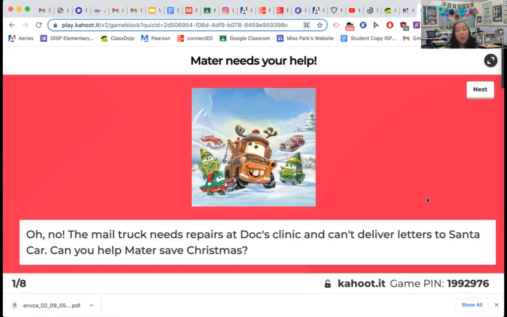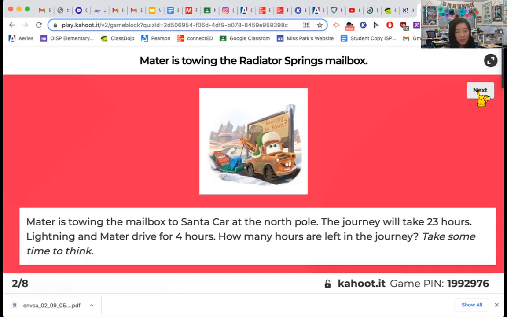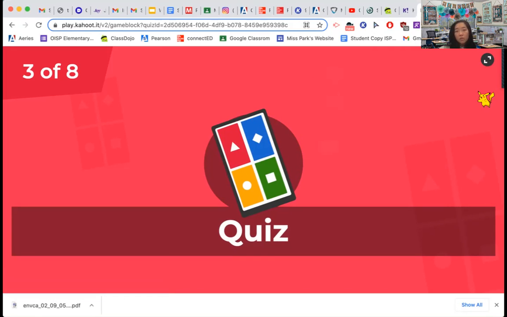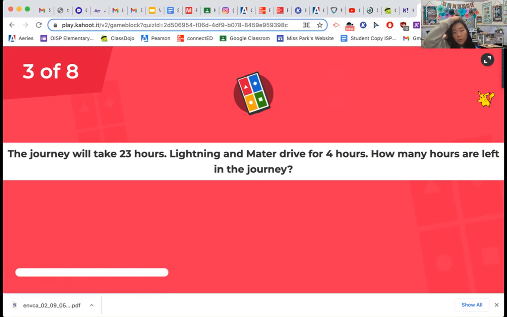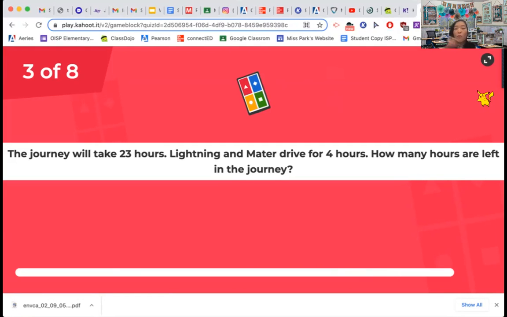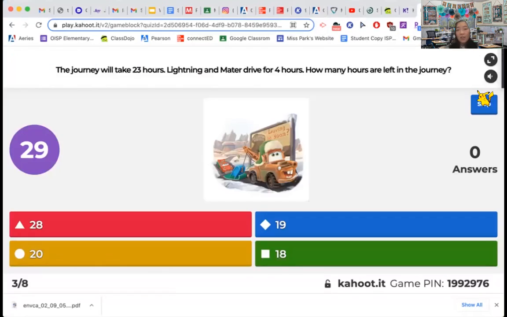Oh no, the mail truck needs repairs at Doc's clinic and can't deliver letters to Santa Car. Can you help Meter save Christmas? Meter is towing the mailbox to Santa Car at the North Pole. The journey will take 23 hours. Lightning and Meter drive for 4 hours. How many hours are left in the journey? Take some time to think. The journey will take 23 hours. Lightning and Mater drive for 4 hours. How many hours are left in the journey?